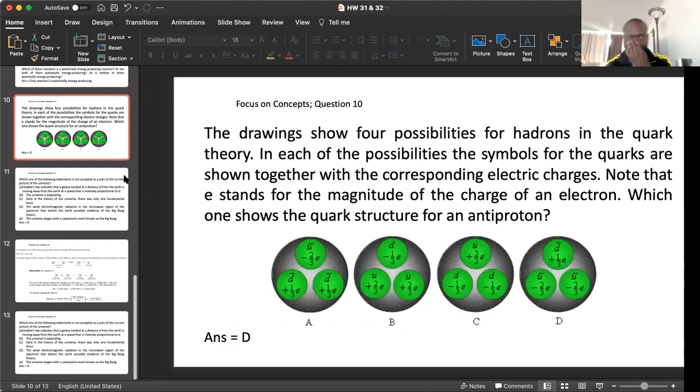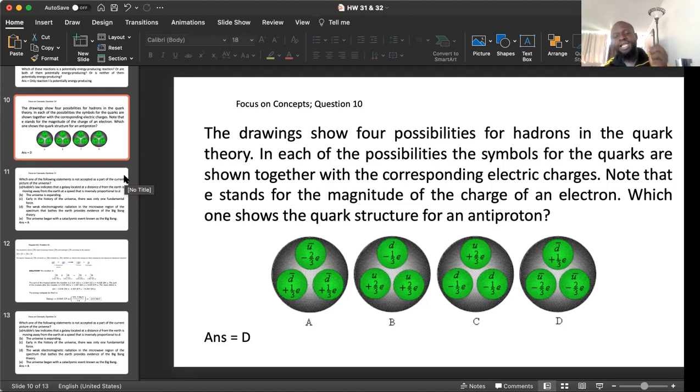Okay. Focus on concept question 10. The drawings show 4 possibilities for hadrons in the quark theory. In each of the possibilities, the symbols for the quarks are shown together with the corresponding electric charges. Note that E stands for the magnitude of the charge of the electron. Which one shows the quark structure for an antiproton?